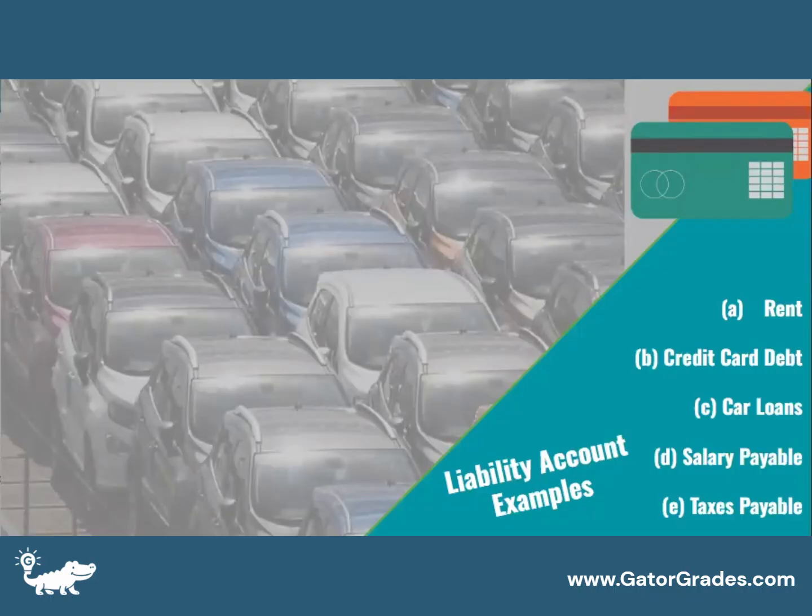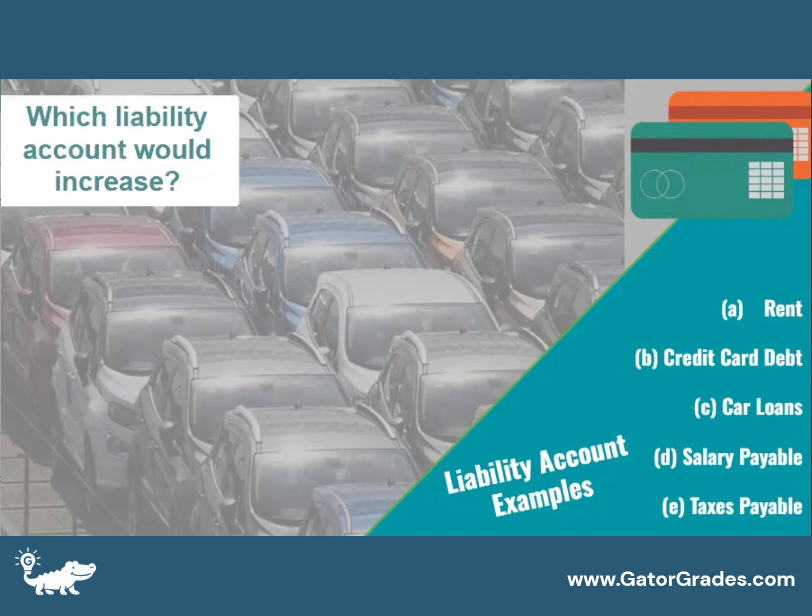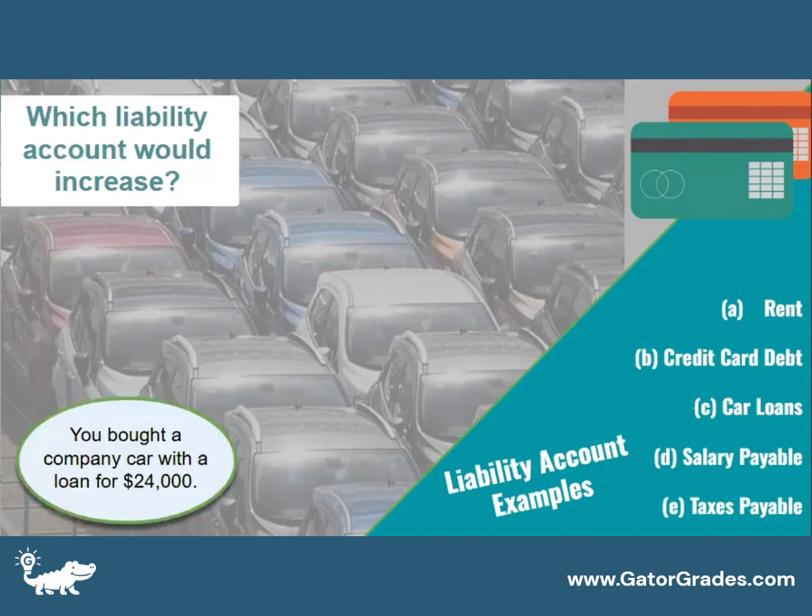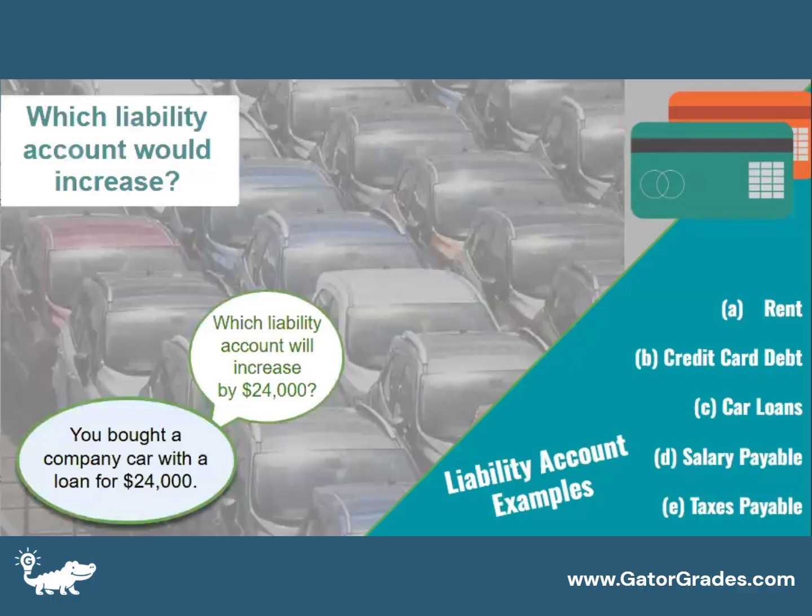There are different types of liability accounts. Some common business liabilities accounts include rent, credit card debt, car loans, salary payable, and taxes payable. Which liability account would increase? Imagine that you own a business and you bought a company car with a loan for $24,000, but have not yet made a payment. Which liability account would increase by $24,000? Considering our 5 different liability account examples on the right, the car loan liability account would increase by $24,000.